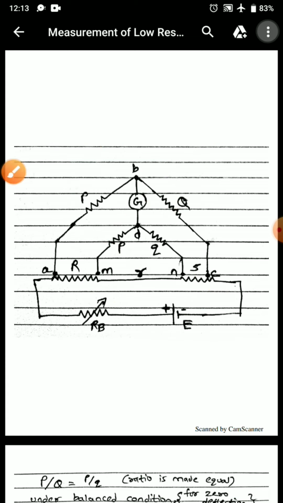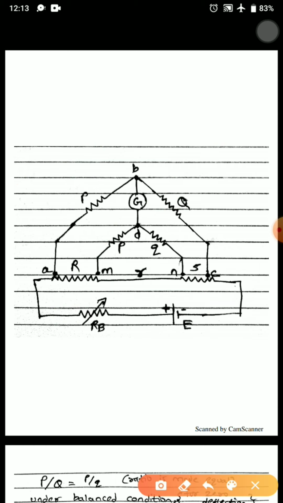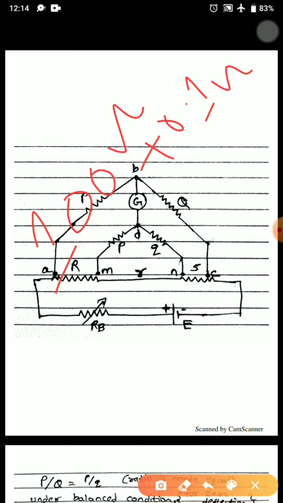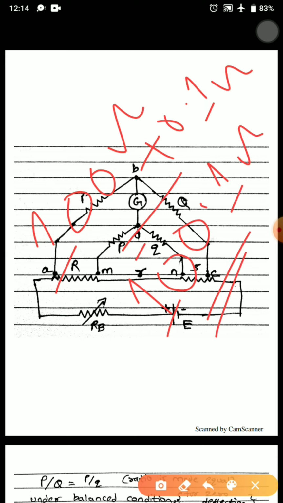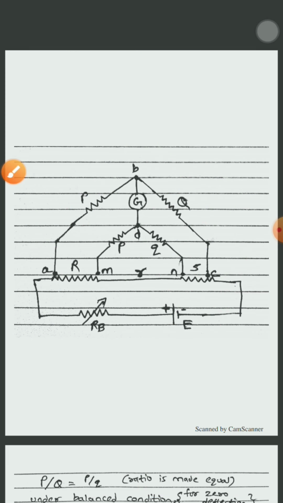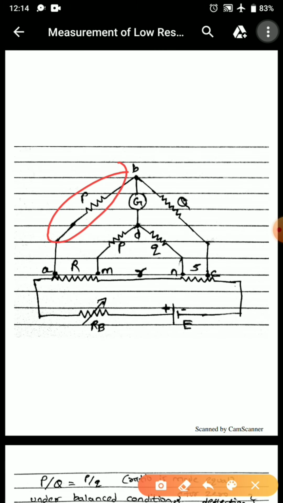Now for example, when I am talking about medium resistance, if 100 ohm was measured and 0.1 ohm is added to this 100 ohm, it is a very low value. Therefore there is not much consideration of the resistance of the wires that we are using. Here some wires we might be using, here some contacts we might have made. All these will have some small value of resistance.